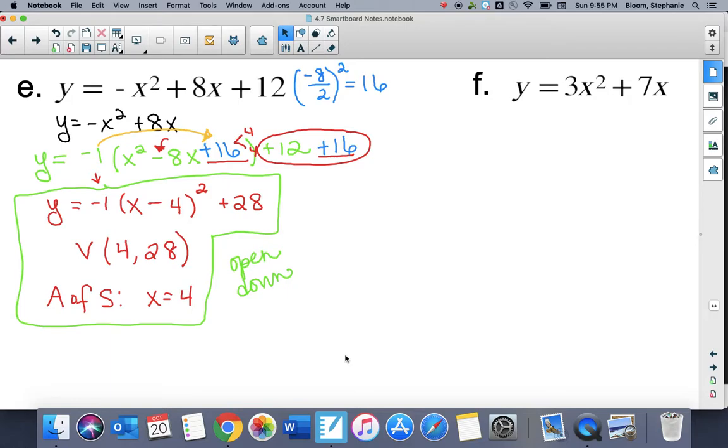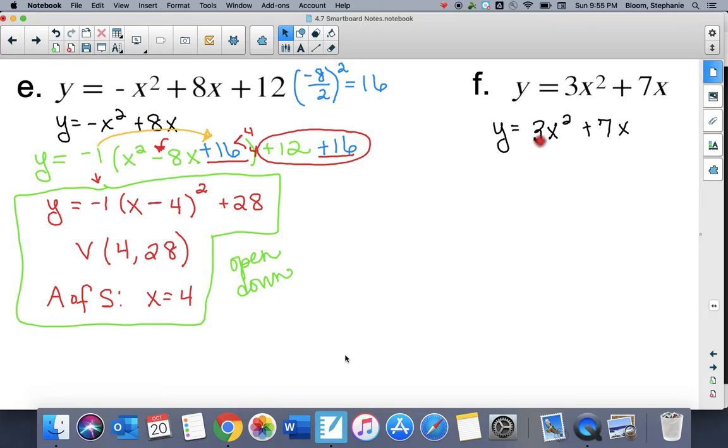Okay, last one we're going to do like this. And I was going to have you do this one on your own, but I'm going to do it with you since you're going to end up with a fraction on this one. So again, I only care about my first two terms. In this case, my c doesn't exist, which is fine. I have to get my a to become +1.